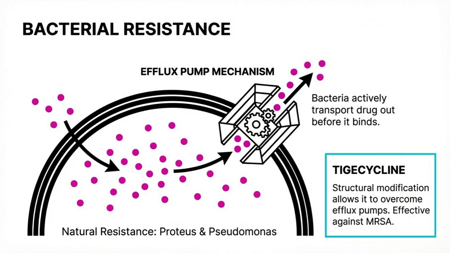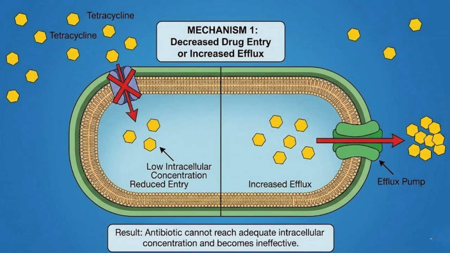Now, let us discuss resistance, which means the ability of bacteria to protect themselves against the action of tetracyclines. Bacteria develop resistance to tetracyclines mainly through three mechanisms. First mechanism, decreased drug entry or increased efflux. This is the most common and most important mechanism. Here, bacteria either reduce the entry of tetracyclines into the cell or actively pump the drug out using efflux pumps. Because of this, the antibiotic cannot reach adequate intracellular concentration and hence becomes ineffective.